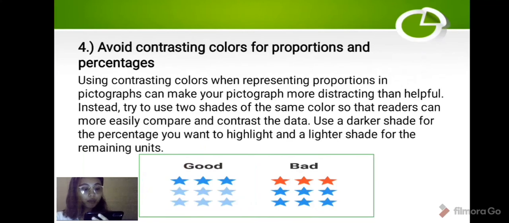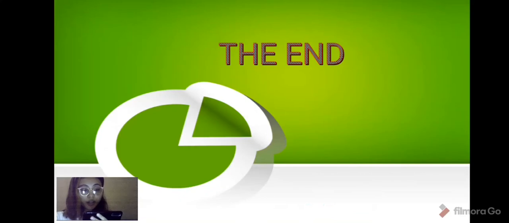Fourth is to avoid contrasting colors for proportions and percentages. Using contrasting colors when representing proportions in pictographs can make your pictograph more distracting than helpful. Instead, try to use 2 shades of the same color so that readers can more easily compare and contrast the data. Use a darker shade for the percentage you want to highlight and a lighter shade for the remaining units. So these are ways to use the pictograph in your own simple but creative way.